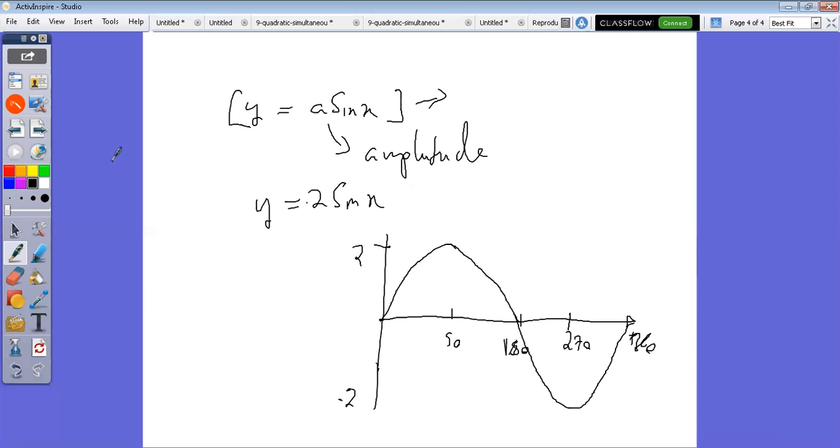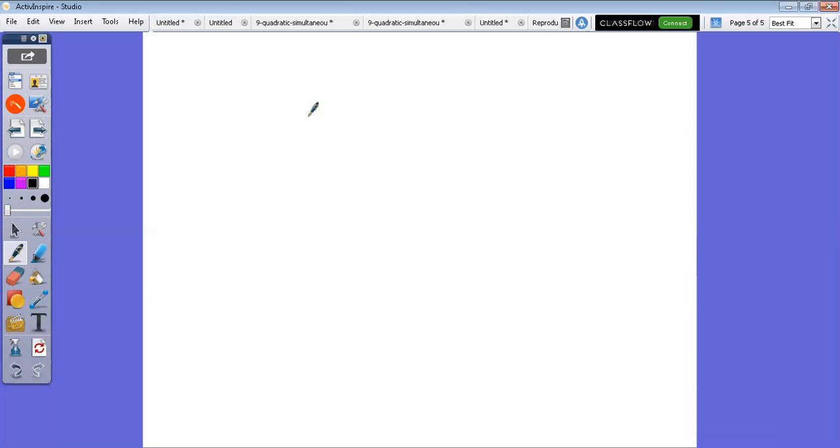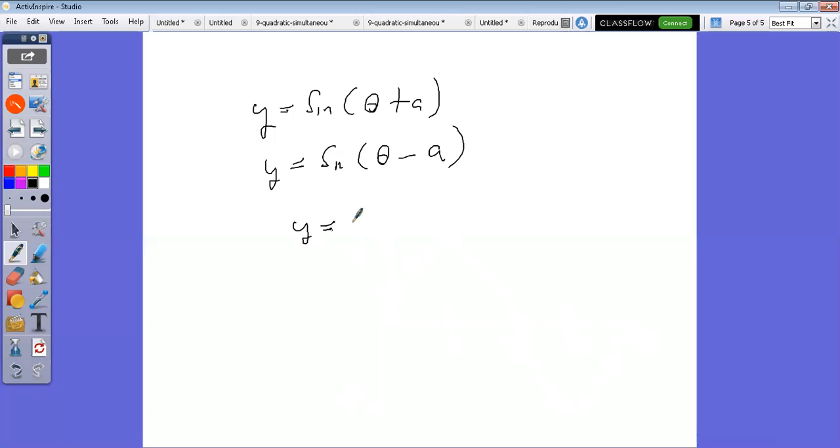Okay. Now, the other thing that you need to know is if I have Y is equal to sine brackets theta plus A, or Y is equal to sine brackets theta minus A. This one moves your graph either to the left or to the right by whatever A is. For example, if I have Y is equal to sine brackets theta minus 90 degrees, I have to put it that way. Okay. I will just show you quickly what happens.